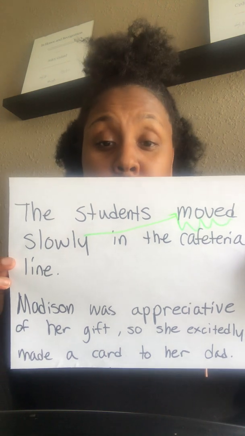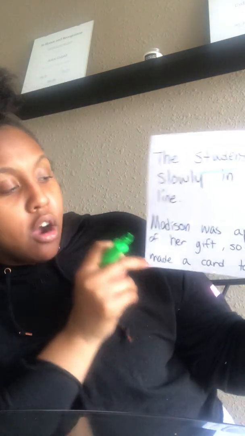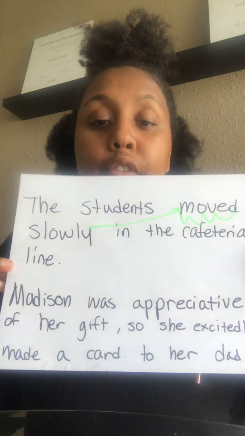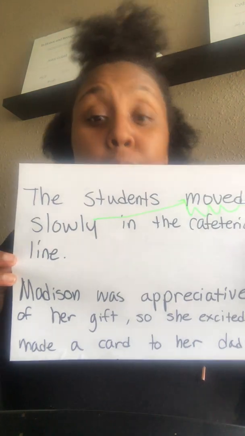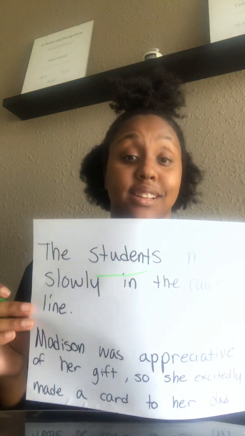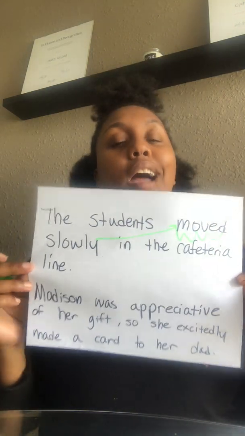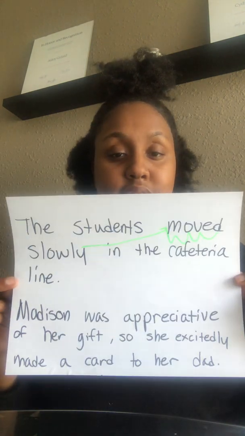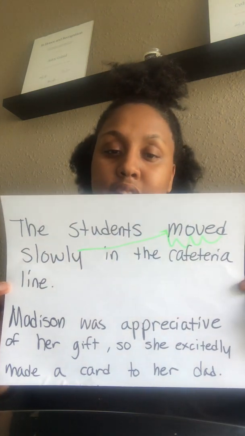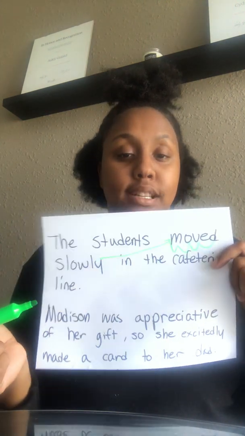Let's get into our next example. Madison was appreciative of her gift, so she excitedly made a card for her dad. Now, there are a couple of things in here. We have adjectives and adverbs. So let's first identify the adjective in this sentence based on the suffix IVE. The adjective in this sentence is appreciative, and it is describing Madison.